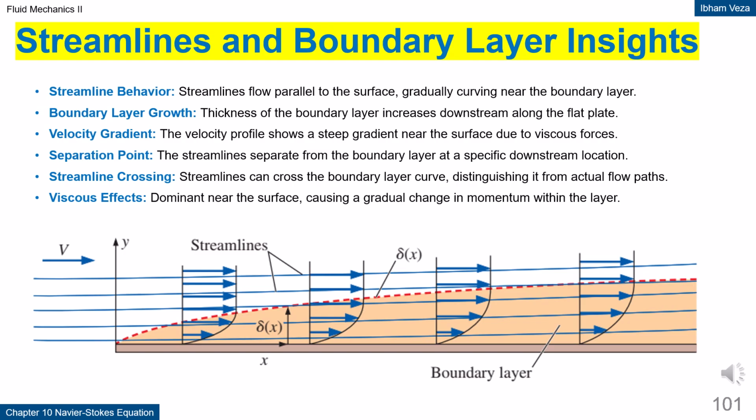Streamlines and boundary layer insights. Streamlines outside the boundary layer are nearly parallel to the surface, but they begin to curve near the separation region. The boundary layer thickness increases along the flow direction. The velocity profile shows a very steep gradient near the wall due to viscosity. Streamlines can cross the boundary layer curve because the boundary layer is not a particle path, but a velocity-based definition. This helps distinguish between geometric and physical concepts in flow visualization.